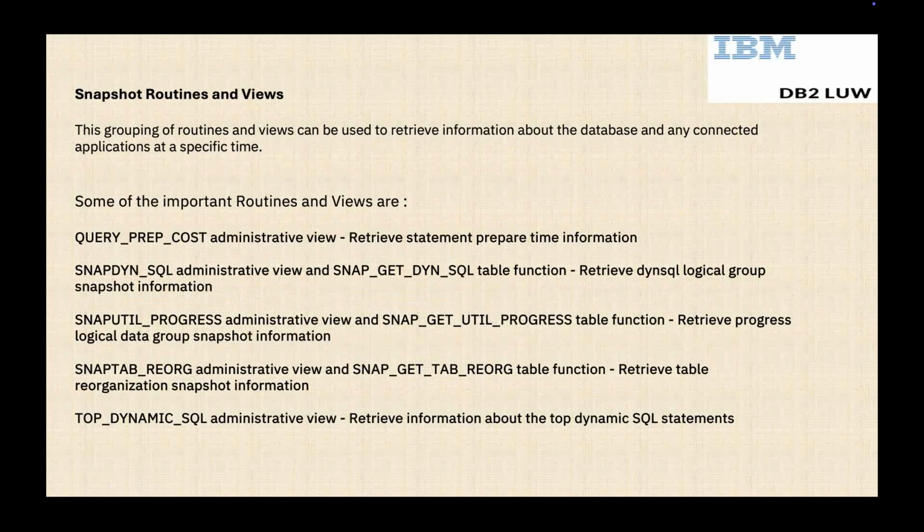In the next slides, we'll see how to query. There are select statements which will be shown for how to query from this. So the third one is SNAP_UTIL_PROGRESS. What is util progress?